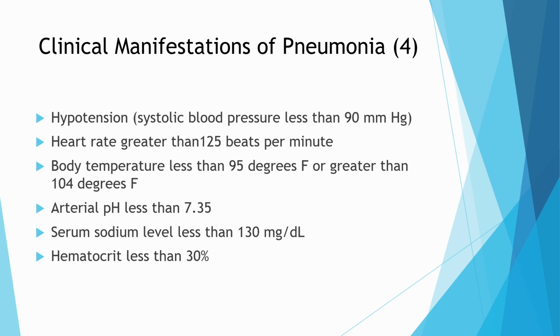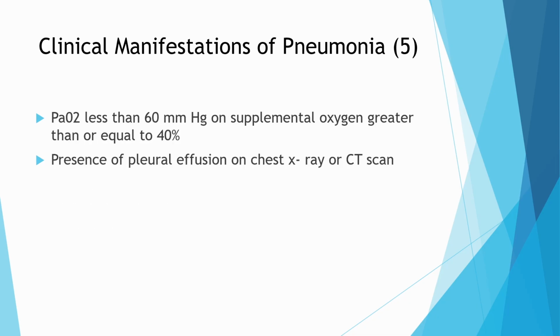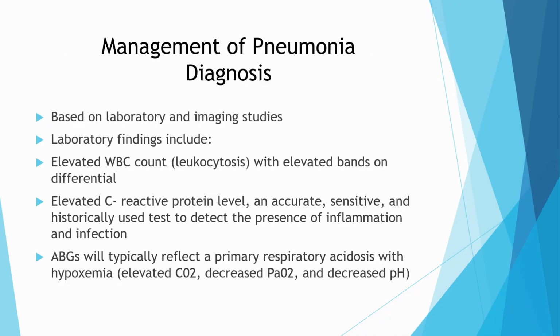Hypotension. Hypotension is defined as systolic blood pressure less than 90, heart rate greater than 125 beats per minute, body temperature less than 95 degrees or greater than 104 degrees, an arterial pH less than 7.35, a serum sodium level less than 130, and hematocrit less than 30%. A PaO2 less than 60 on supplemental oxygen greater than or equal to 40%. And then the presence of pleural effusion on a chest x-ray or a CT scan.